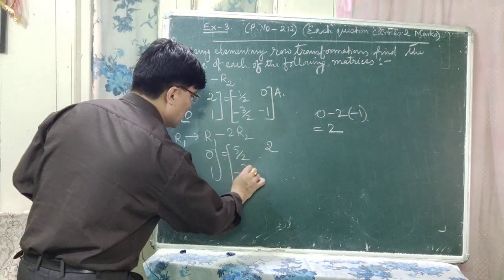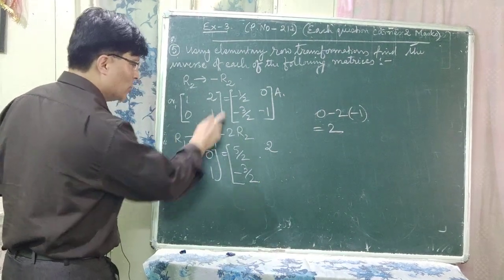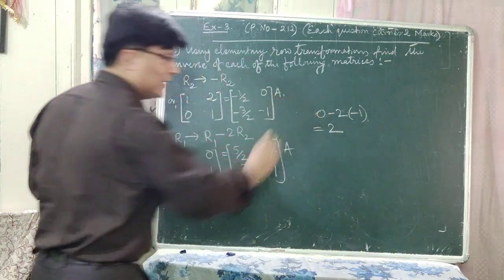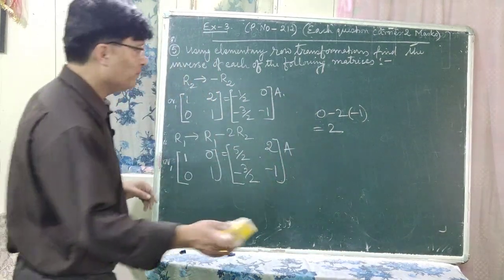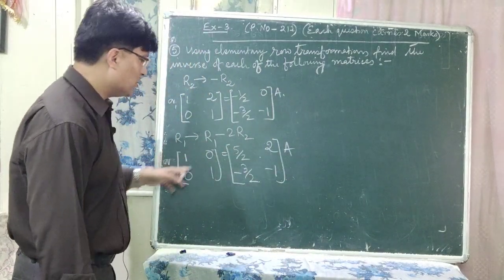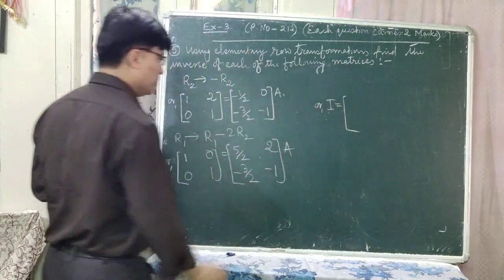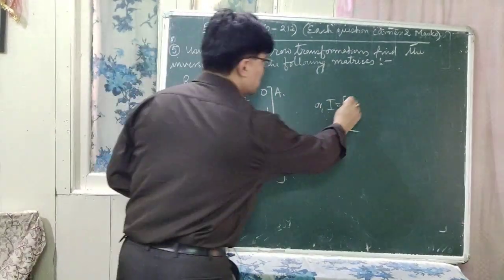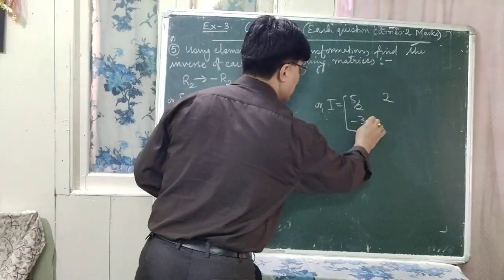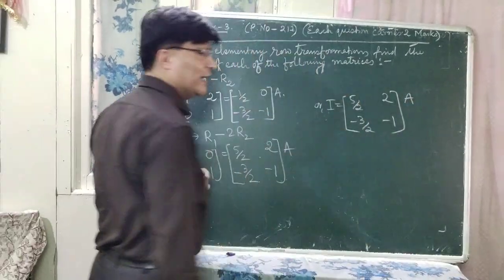Second row remains the same. We are changing only row 1, not row 2. So row 2 remains the same, minus 3 by 2, then minus 1. Is that clear now? So next, what is 1 0 0 1? This is your identity matrix, which is equal to, now this matrix remains the same, that is 5 by 2, 2, minus 3 by 2, minus 1, right?